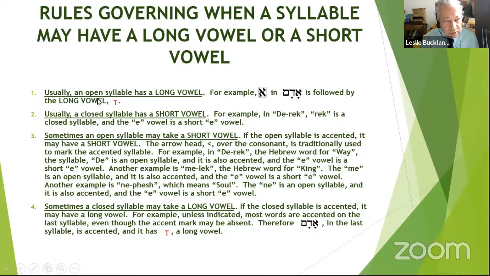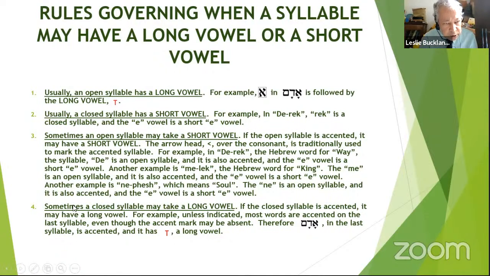So one exception to this rule at number 1 is sometimes an open syllable may take a short vowel when the accent goes over that open syllable. That is when it is permitted for a short vowel to be put in an open syllable. If it doesn't have the accent, then it is not permitted to put a short vowel in that word.